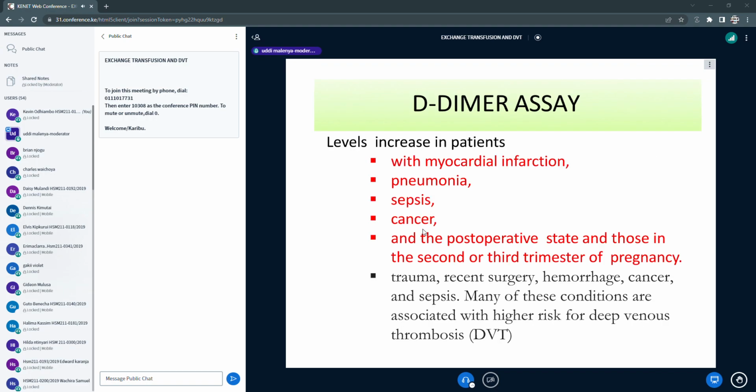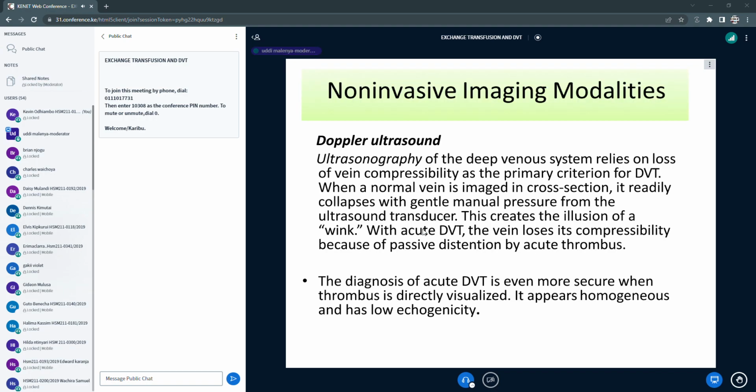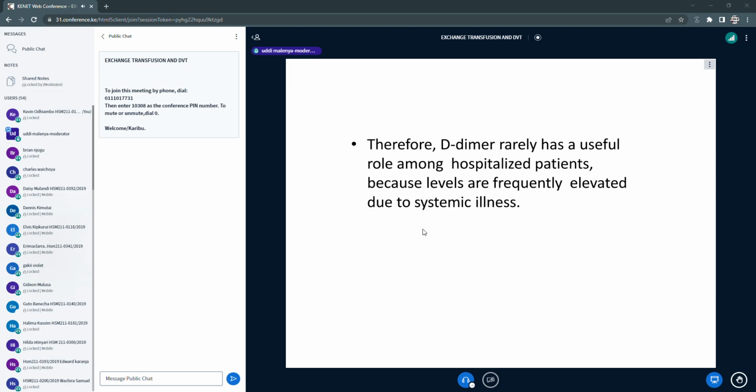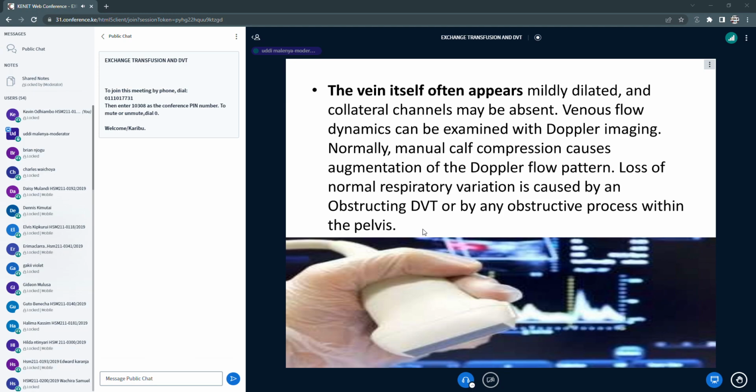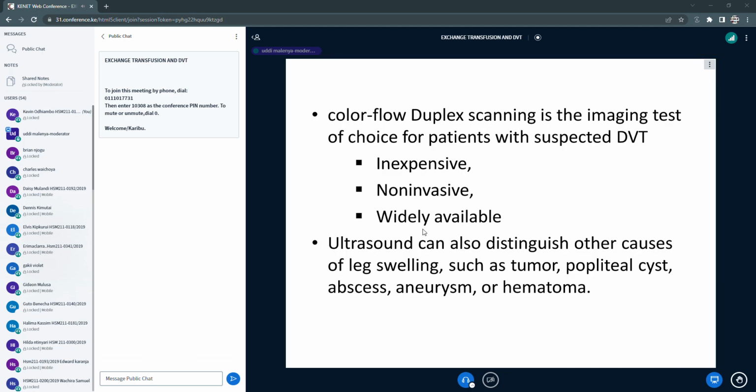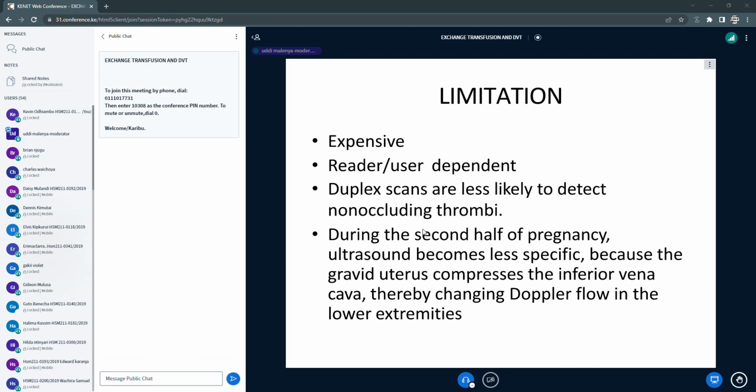You are going to read about the Doppler ultrasound. I think we have talked about it. You're going to read about the limitations of use of Doppler ultrasound. They say that it is expensive and it is user dependent. What do I mean by user dependent? Let me explain about this user dependent.